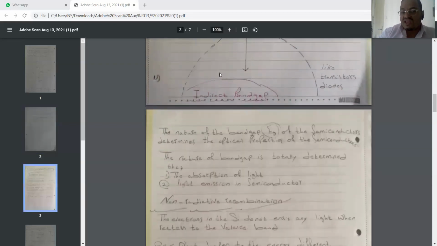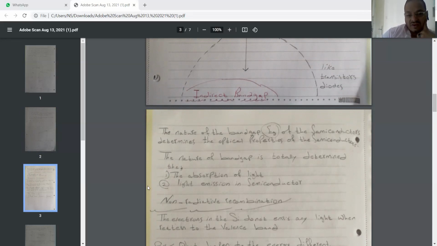Now let's talk about the nature of the band gap, and what it can do for us, what we can determine from it. The nature of the band gap of the semiconductor determines the optical properties of the semiconductors. Optical properties. Let's underline these two words. That means the band gap is very important to us because the optical properties depend on it.